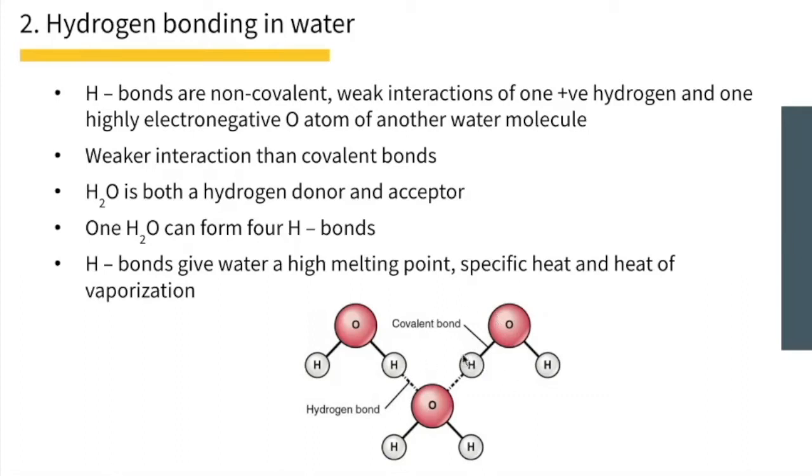Please understand clearly about the bonding. Otherwise, you will be confused later when we jump into the metabolic reaction, how this bonding is breaking and so on. So hydrogen bonding is a weaker interaction compared to covalent bond. Okay, H2O is both a hydrogen donor and acceptor, and one H2O can form 4 hydrogen bonds. And hydrogen bonds give water higher melting point, specific heat and heat of vaporization.